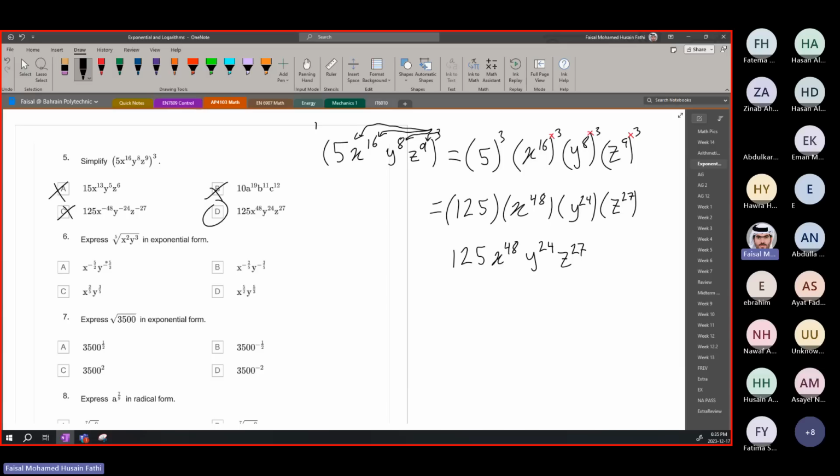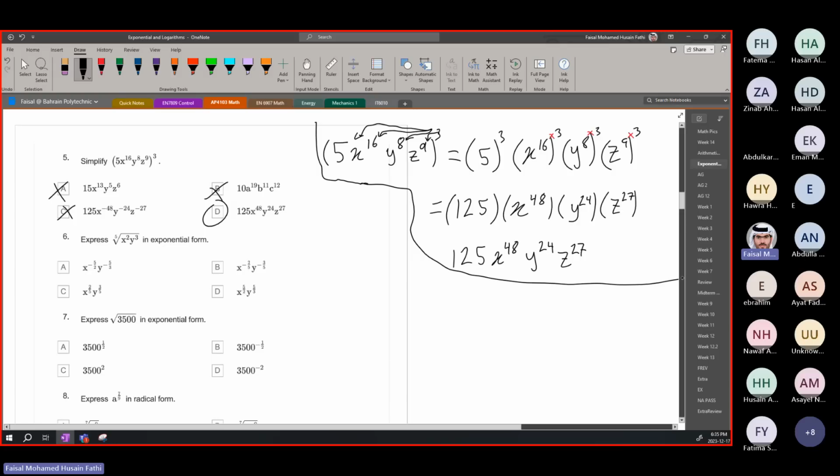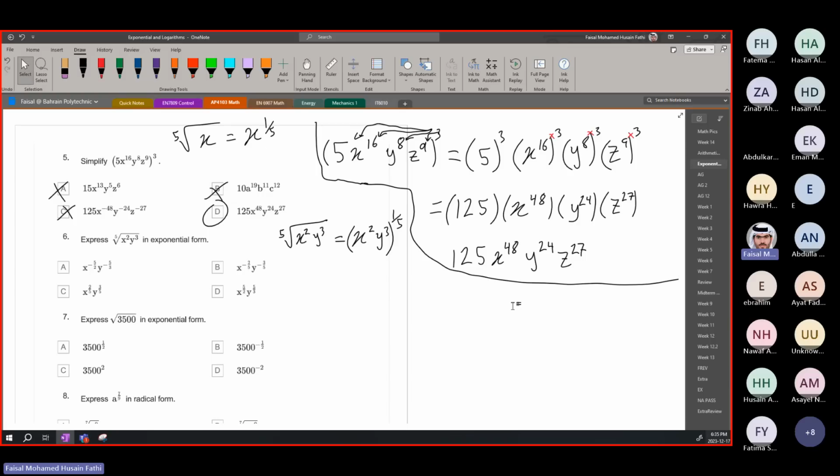Again, same exact concept for the next question. We have the fifth root of x squared y cubed. All this means is (x^2 y^3) to the power of 1 over 5. Again, this is the rule that the fifth root of x is equal to x to the power of 1 over 5. This is just transforming a radical into an exponent.